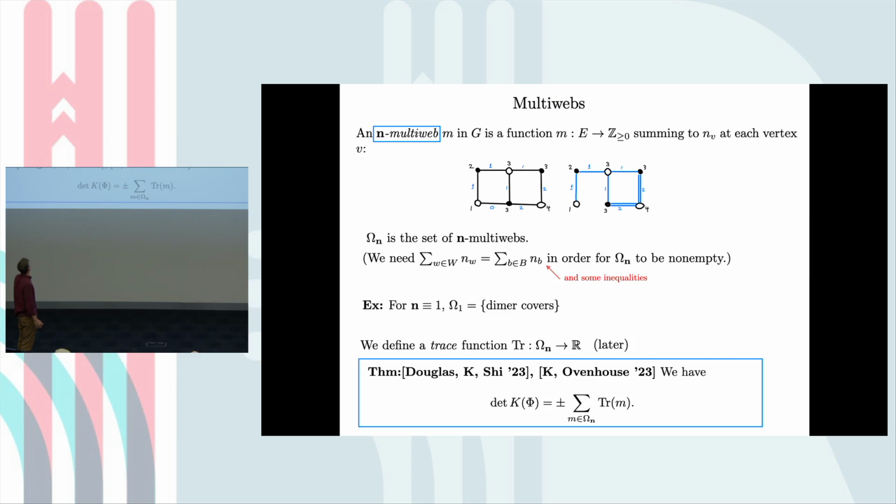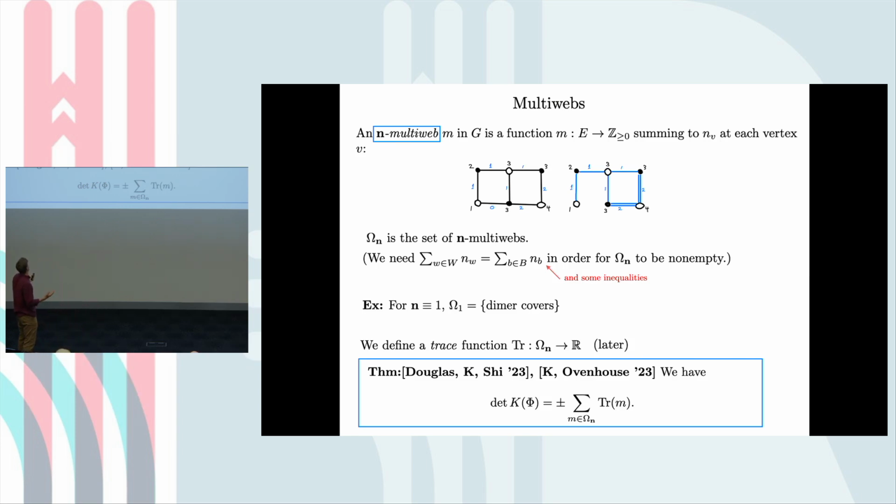Well, in order for it to be non-empty, you need some equality here. The sum of the white vertex multiplicities has to be equal to the sum of the black vertex multiplicities. That's essentially the handshake lemma. But there's also some inequalities you need in order for this to be non-empty. Those are multiwebs.